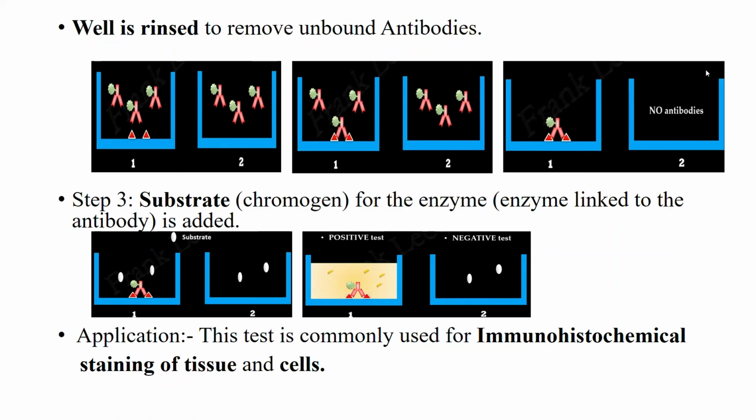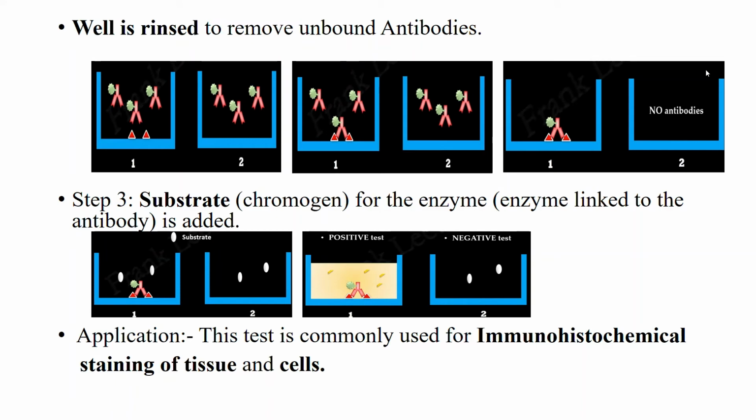I have already told that we are going to add the enzyme conjugated antibodies into each of the wells. And if you look at the second picture, you can notice that these enzyme conjugated antibodies are binding with the specific antigens, and they are making a complex. And again here we are going to rinse the wells to remove any unbound antibodies.